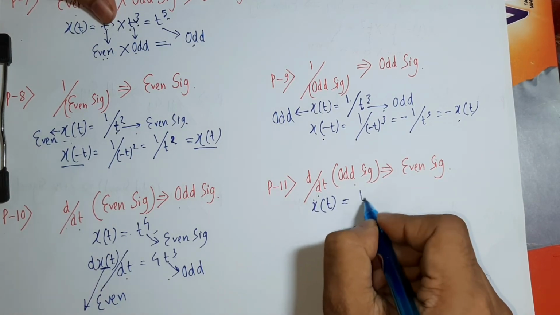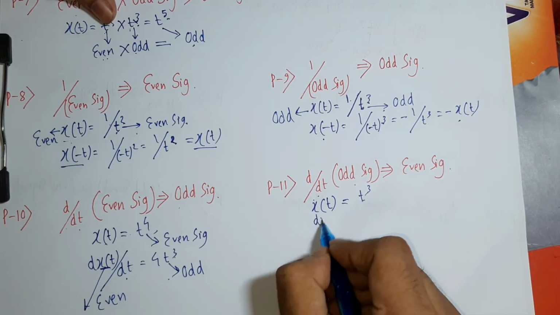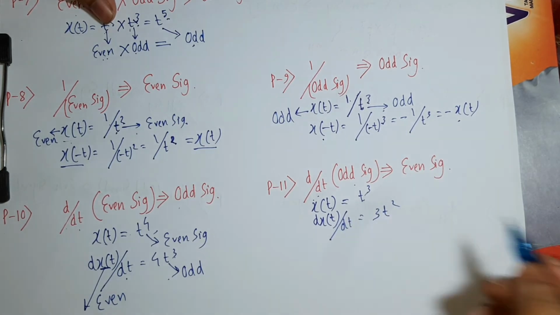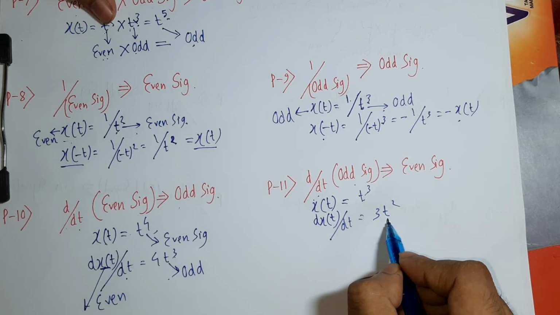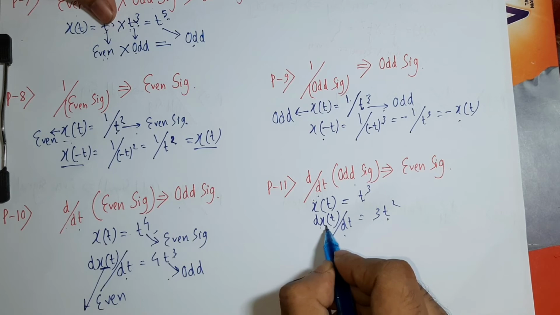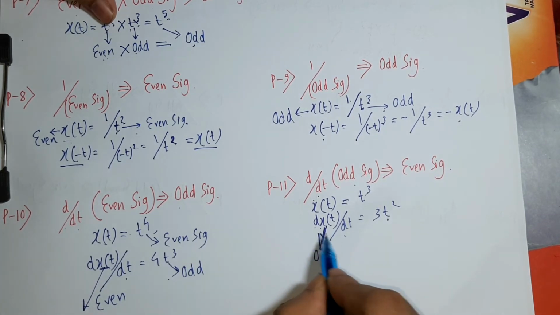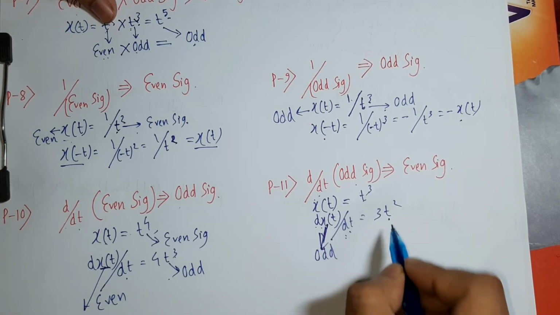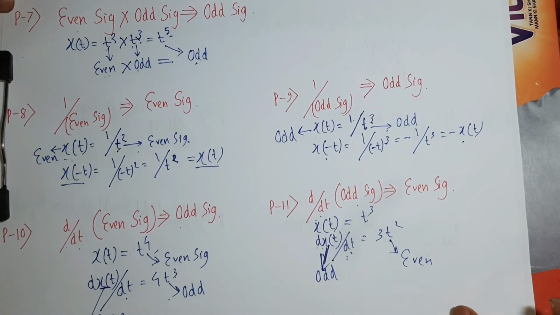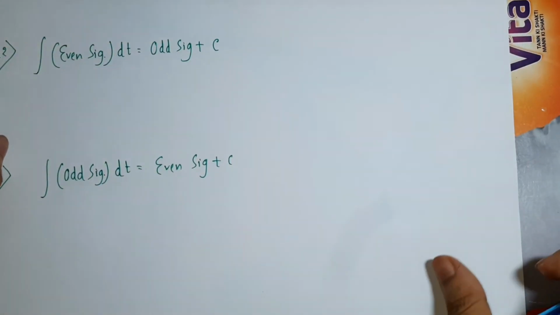Suppose we have a signal x(t) equal to t cube. Clearly this is an odd signal because the power of t is 3, which is an odd number. Let us differentiate x(t) with respect to time. You will have 3 times t square. And t square is an even signal because the power of t is 2, which is an even number. So if you differentiate an odd signal with respect to time, you will get an even signal. That's what property 11 says. Now let us come to the rest of the two properties.